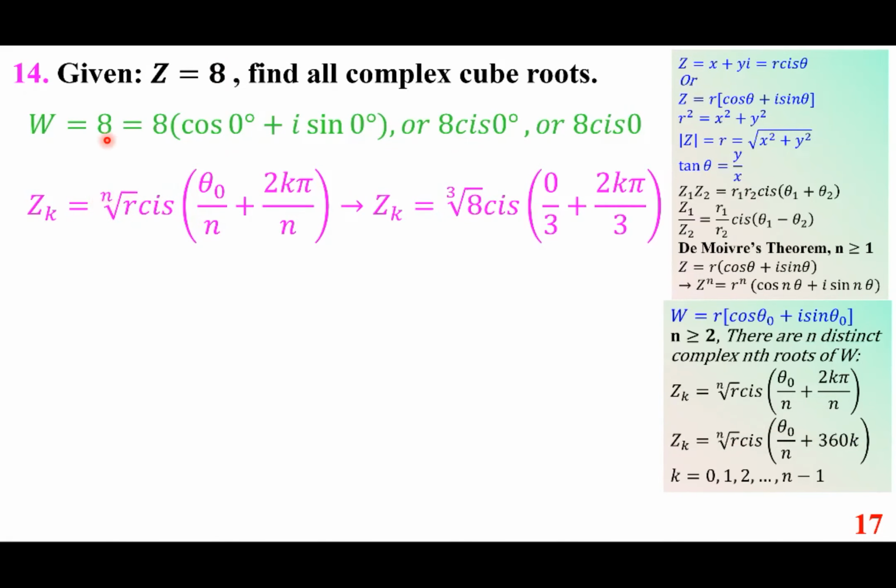The third root of the number, whatever this is, and then cis theta over n, and we know theta sub 0 is 0, the angle that we have to begin with, over n, so 0 over 3 plus 2k pi over n. 0 over 3 just simply goes away, it's 0. So the answer would be z sub k is the third root of 8, which means 2 cis 2k pi over 3, and k can only be 0, 1, 2.